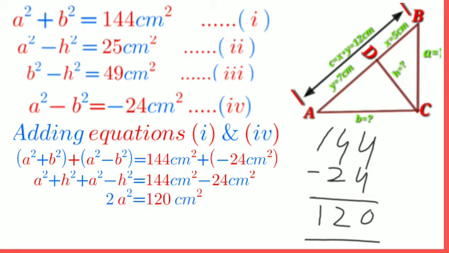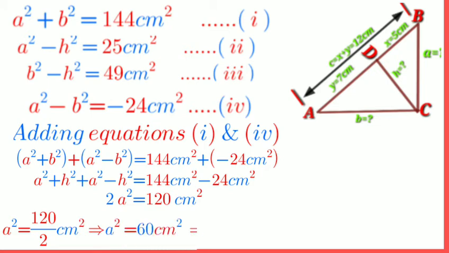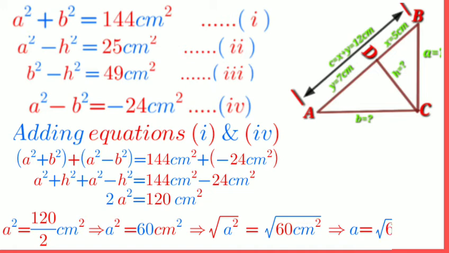On cancelling, B square minus B square. So 2A square is equal to 120 square centimeter. Dividing both sides by 2, A square is equal to 60 square centimeter. Taking the under root on both sides, A is equal to under root 60 centimeter, which is the value of A.